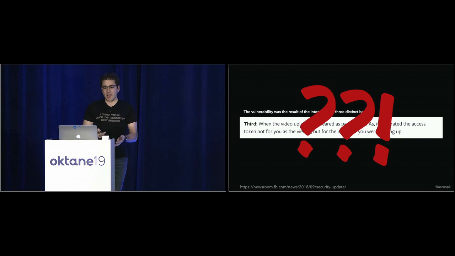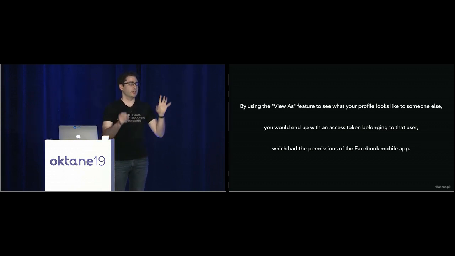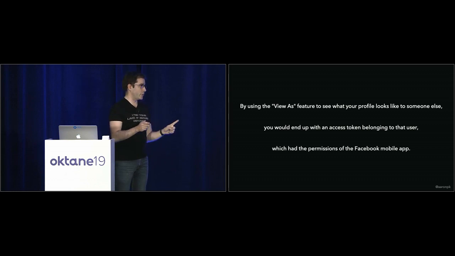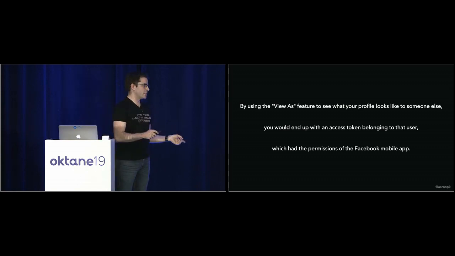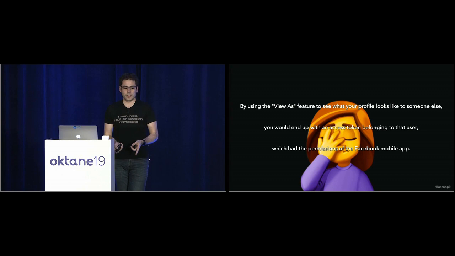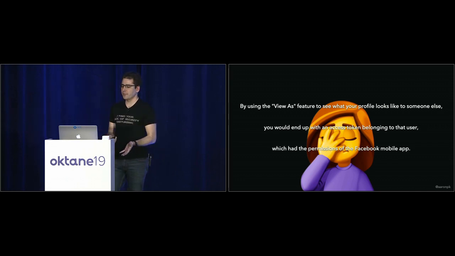So you stack all these three things together, and you end up with this. You could go to your profile and use the view as feature to see what your profile looks like to somebody else. You would end up with an access token that belongs to that user, which has the permissions of the Facebook mobile app, which is just like, holy crap. And that essentially is a complete account takeover, and you can then do anything that that user can do.